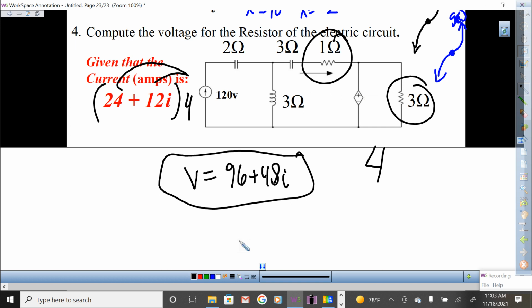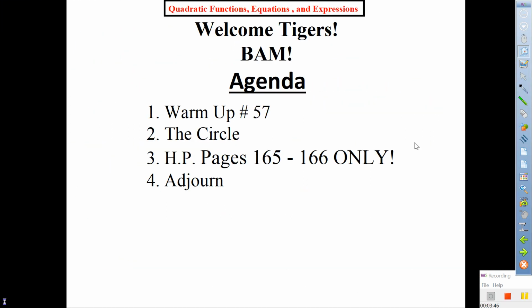All right? Copy the agenda. On the Cornell note I gave you a space right underneath the warm-up. You can write that in there. Hopefully it fits. Warm-up number 57, the circle. And our home plate pages is 165, 166 only. And reminder, today, tutoring after school. Be there or be elsewhere.